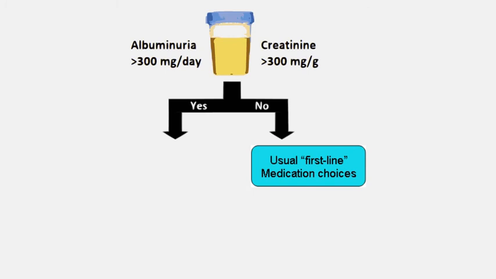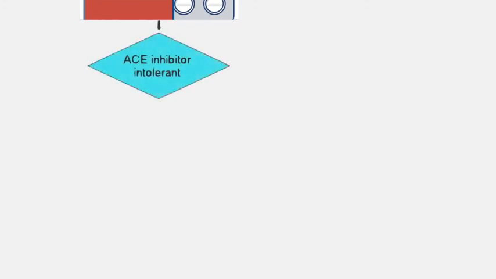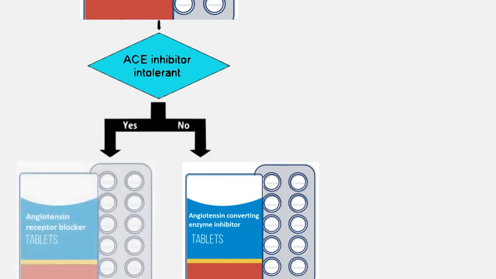But if the albuminuria and creatinine levels are more than those values, then prescribe angiotensin-converting enzyme inhibitor. If the patient is tolerant to the angiotensin-converting enzyme inhibitor, then continue the medicine. But if the patient is intolerant, then prescribe the angiotensin receptor blocker.